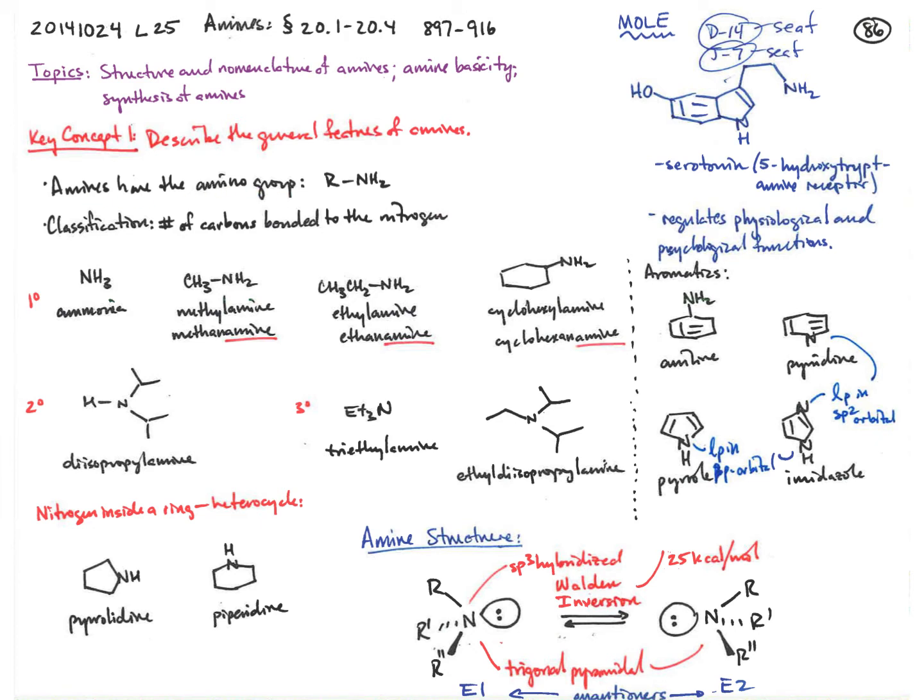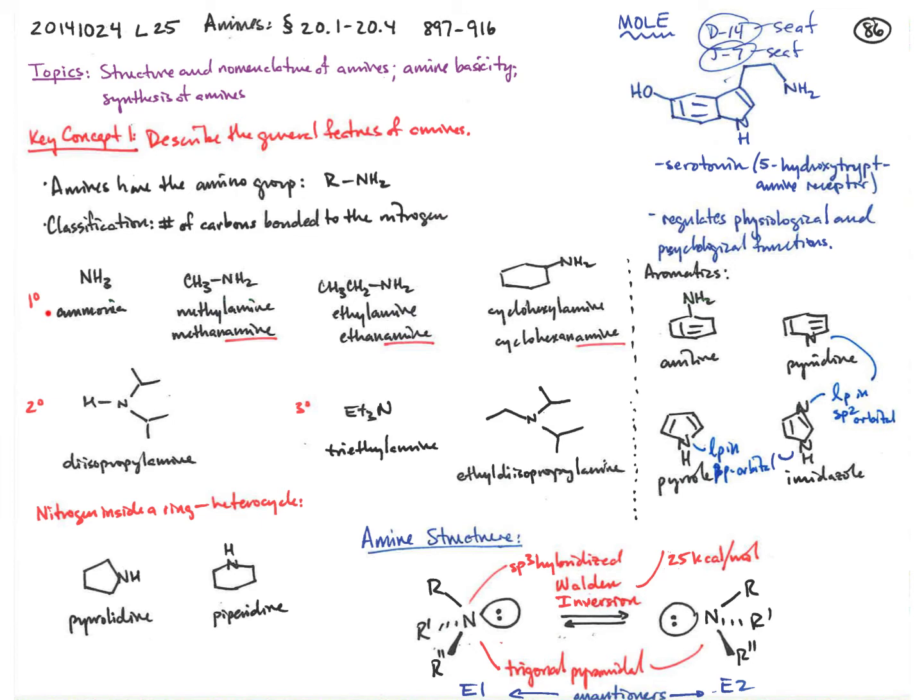Amines have the amino group. So R can be anything. The amino group is NH2. So that's indicative of an amine functional group. So amines are classified by the number of carbons that are bonded to the nitrogen.